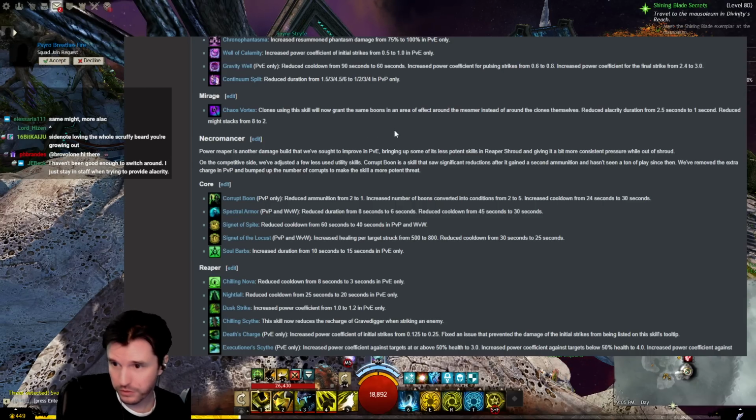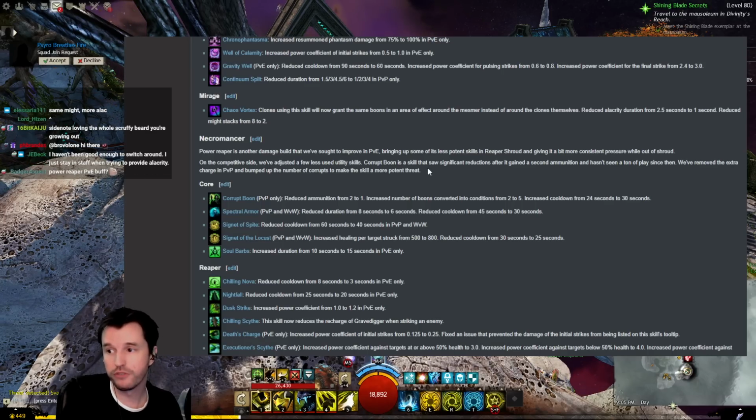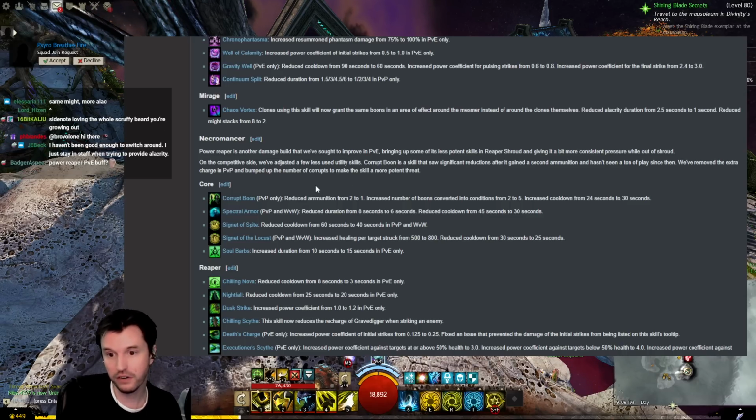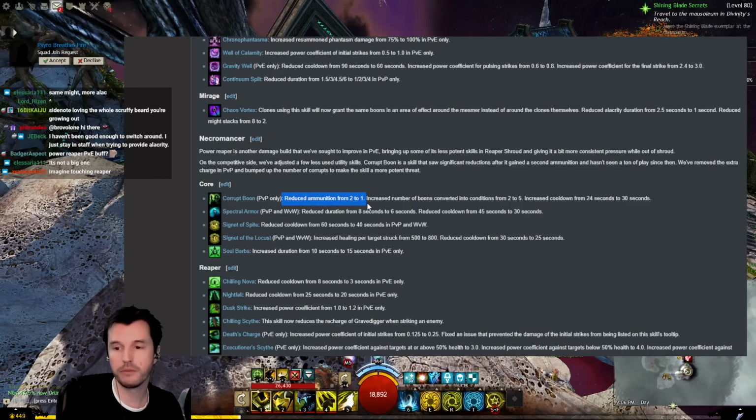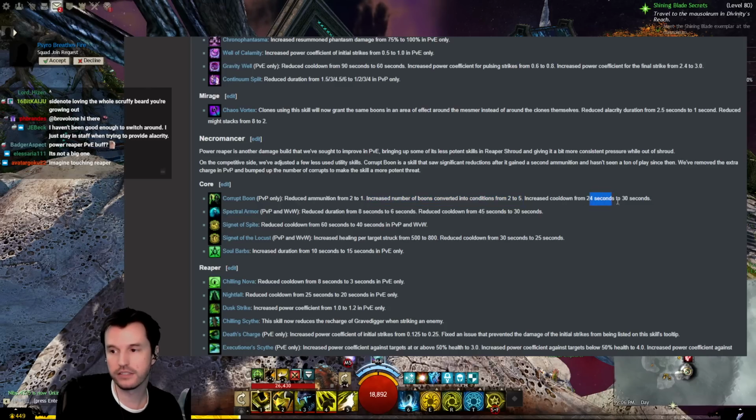Corrupt Boon is a skill that saw significant reductions after it gained a second ammunition, and it hasn't seen a ton of play since then. We've removed the extra charge in PvP and bumped up the number of corrupts to make the skill a more potent threat. And yeah, it's freaking terrifying looking now. Corrupt Boon is only going to have one ammo count in PvP, but it will convert 5 boons to conditions, up from 2. And they're adding 6 seconds to the cooldown.